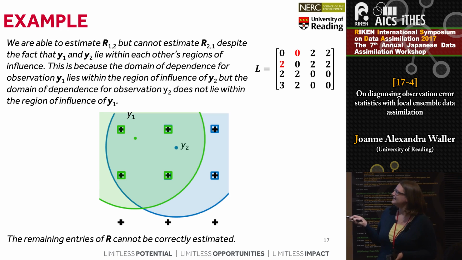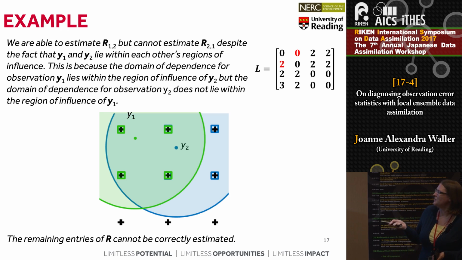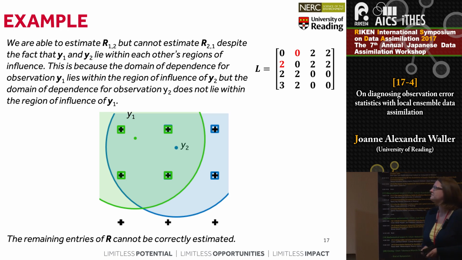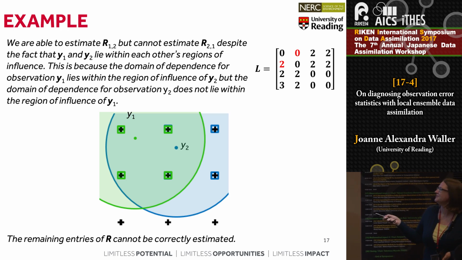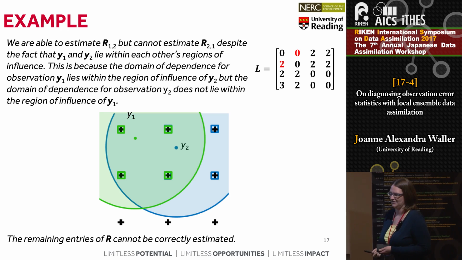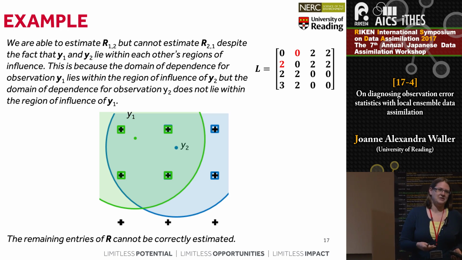And in this case, you can estimate the correlation between y1 and y2, because the domain of dependence for y1 lies within y2, but not the other way around, because these points fall outside your region of influence. But of course, that's ridiculous, because if you know this value, you know this value. But using the diagnostic, it doesn't allow you to calculate that. So we can say which elements can be calculated and which can't.